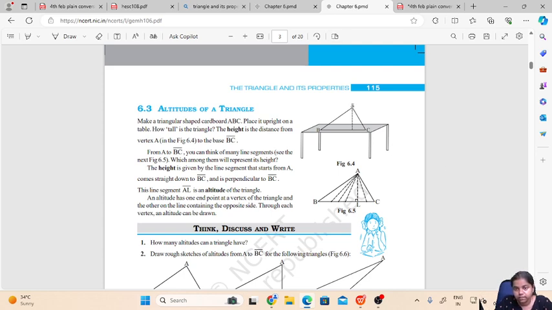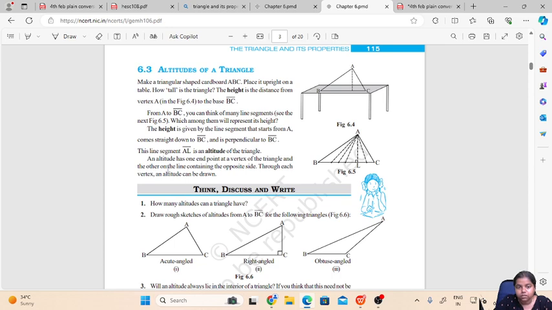See, this is a triangle ABC, and consider this dotted line as the height of the triangle, the distance from the vertex A to the base of the triangle, that is BC. So there can be many lines from this point to this particular base BC. It can be from here also, like this. There can be so many lines. So out of all these, which is the perfect altitude of a triangle?